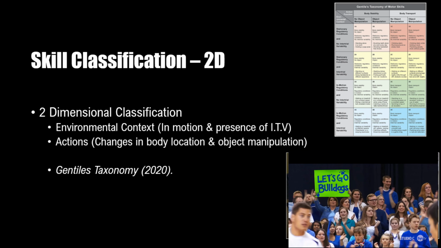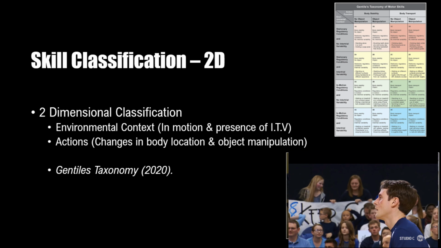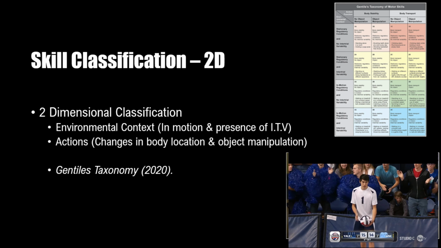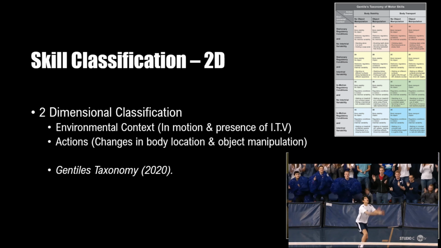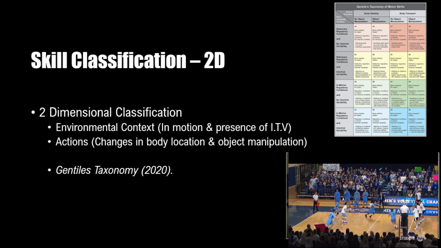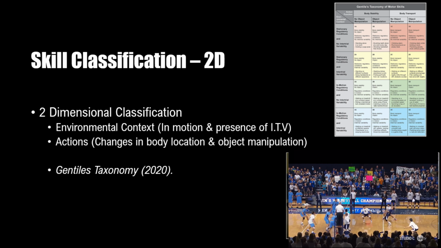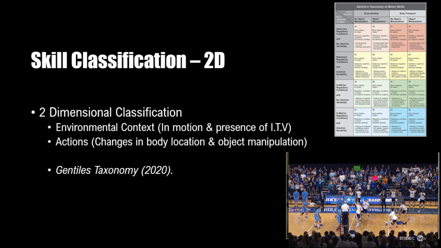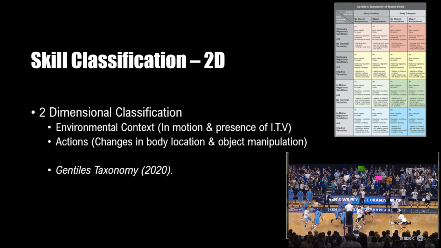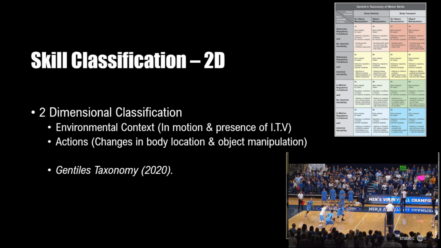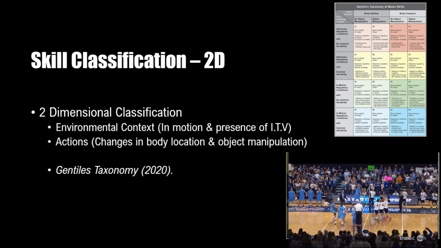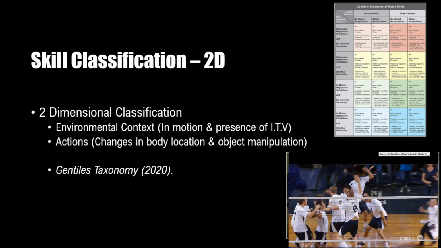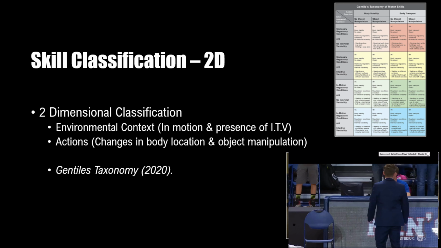On top of our one-dimensional classification, we also have two-dimensional classification systems. So for volleyball, in terms of environmental context, we are in motion and there's presence of ITV, which is inter-trial variability. And in terms of the action requirements, we have changes in body location around the court, as well as object manipulation. Gentile's taxonomy paints a clear picture, as you can see top right on screen. It shows how all these different requirements and factors interact with each other.